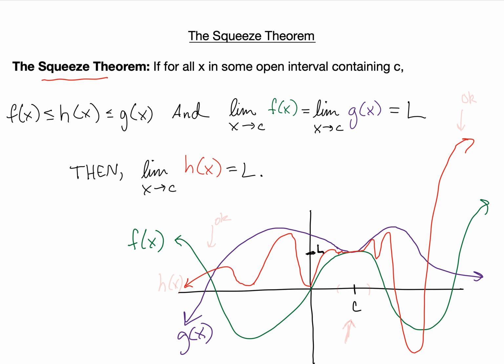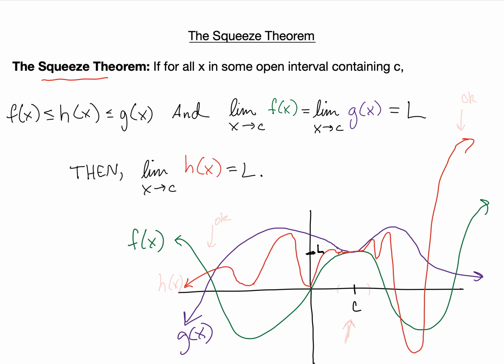also the same limit. So more formally, if for all x in some open interval containing the point c, f of x is less than or equal to h of x, which is less than or equal to g of x, and the limit as x approaches c of f of x is equal to the limit as x approaches c of g of x, which is equal to L, then the limit as x approaches c of h of x is also equal to L.